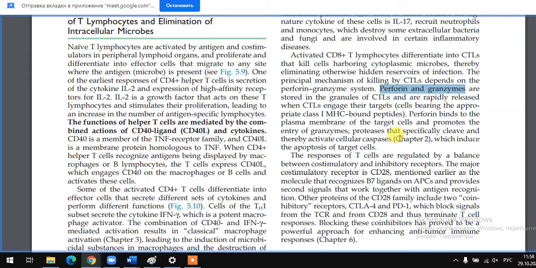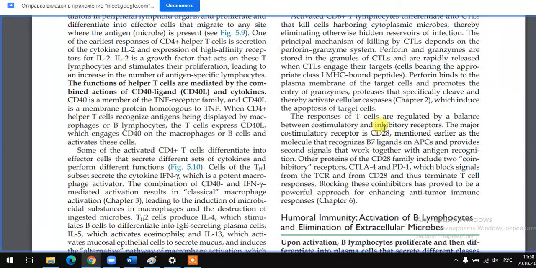In chapter number 2, we discussed apoptosis, which is induced in the target cell with the help of cytotoxic T lymphocytes, first of all. Okay. And one more idea: T cells are regulated by a balance between co-stimulatory and inhibitory receptors. We have co-stimulatory and inhibitory receptors. The major co-stimulatory receptor is CD28, and we discussed it. I said about it a little earlier, but of course you forgot about it. But CD28 is the main co-stimulator, and without activation of CD28, the cytotoxic effect doesn't happen.